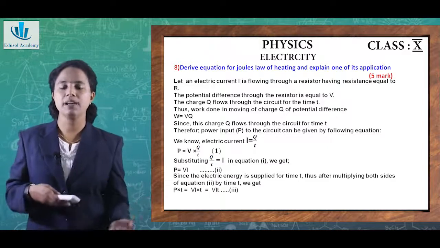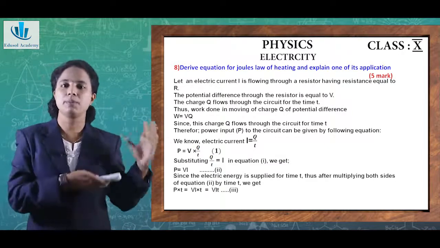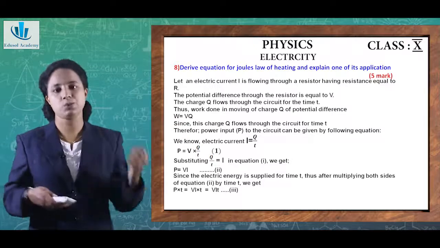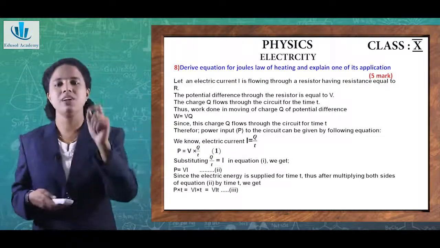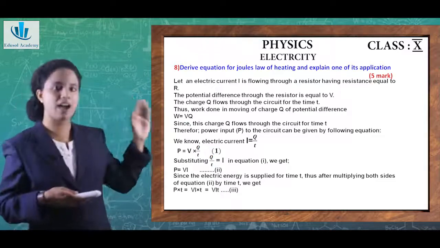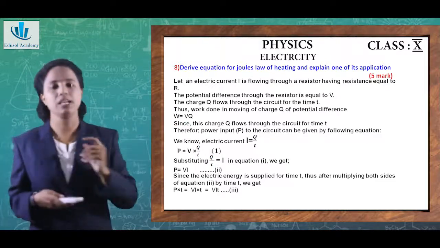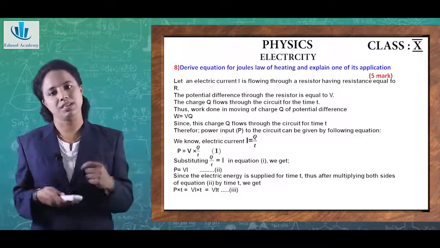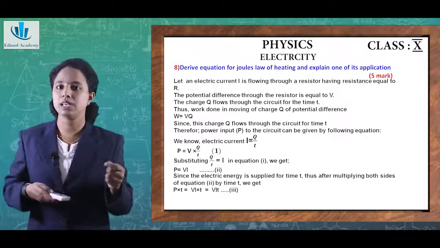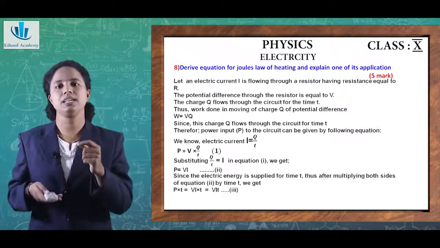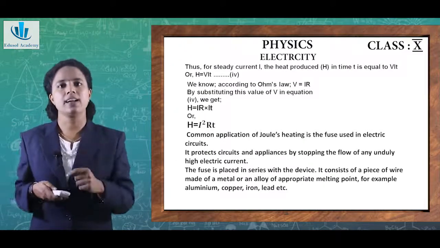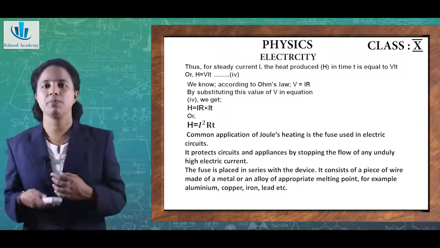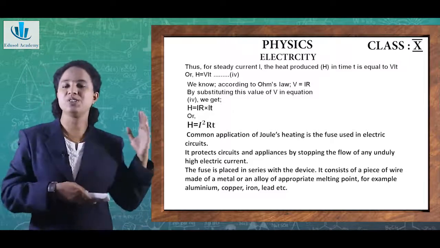So P equals VI, and now since we consider it for a particular time T, we multiply both sides of the equation by time T. You would get P into T equals V into I into T. So for a steady current I, the heat produced in the time T is equal to VIT, that we already know. So H can be written as V into I into T.